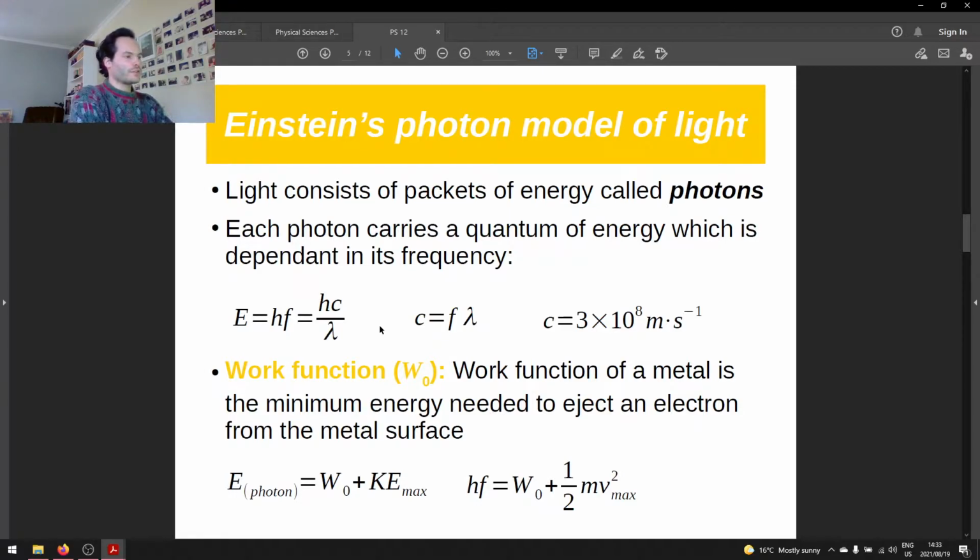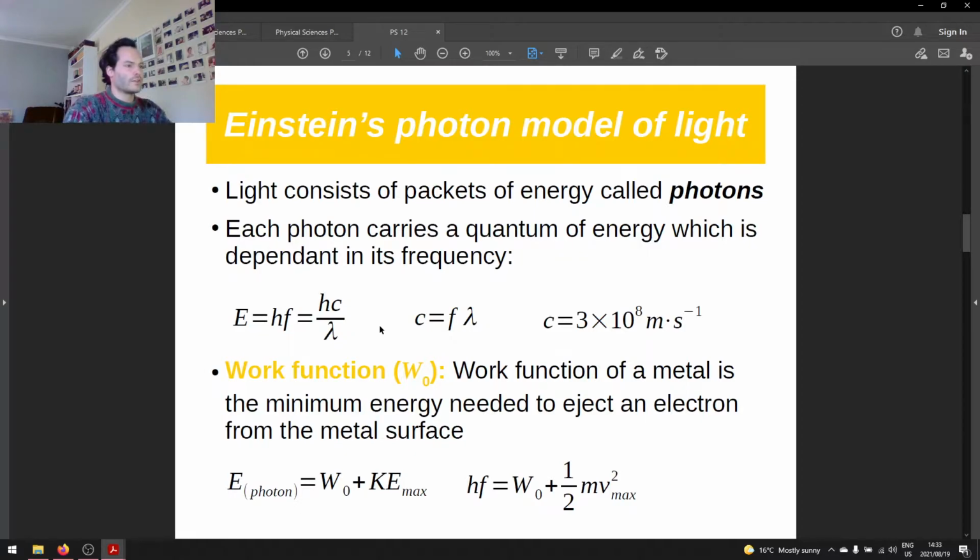Then we've got another definition here for the work function. The work function of a metal is the minimum energy needed to eject an electron from the metal surface. In other words, if a photon strikes a metal with an energy lower than the metal's work function, no electrons are going to be released. It doesn't matter how intense the light is, how bright the light is, that's what intensity is. No electrons are going to be released if the energy of the photons is below the work function of the metal. And the work function will have to be given to you.